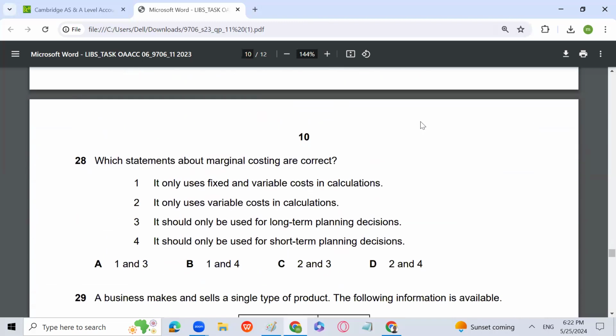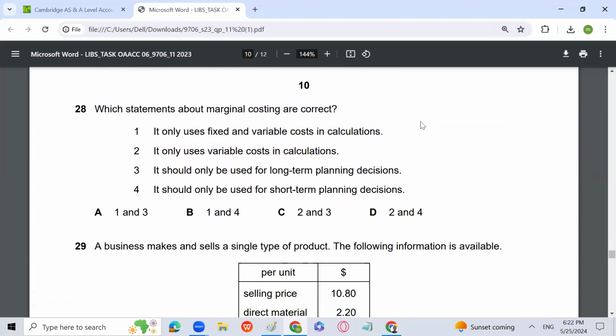So, May, June 23, question 28. Which statements about marginal costing are correct? It only uses fixed and variable cost in calculation. It only uses variable cost in calculation. It should only be used for long-term planning decisions. It should only be used for short-term planning decisions. So 2 and 4 will be the answer. So D is the answer.